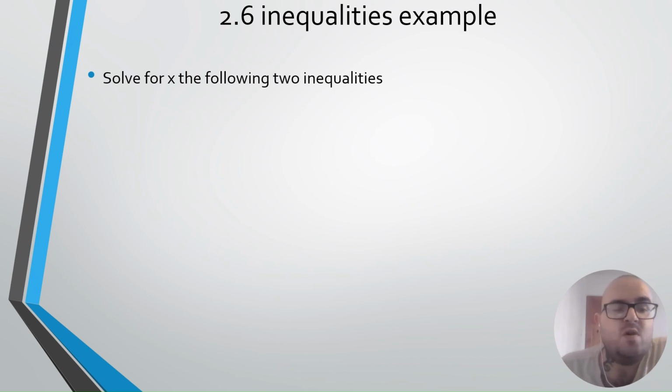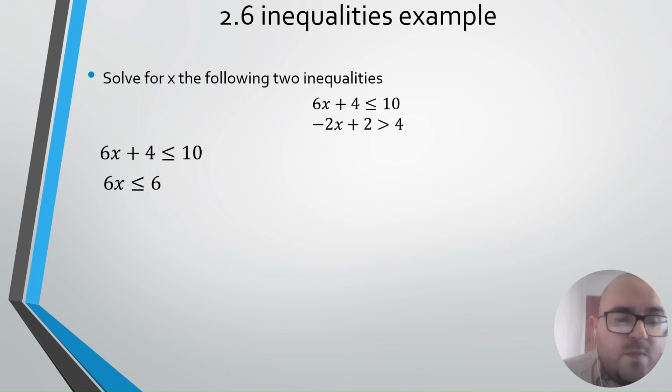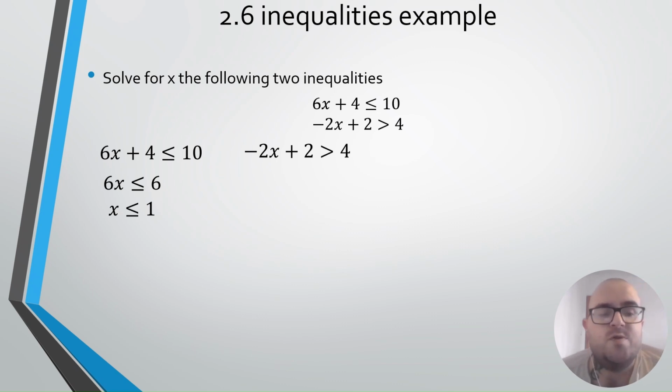An example: solve for x in the following two inequalities. 6x plus 4 is less than or equal to 10, and negative 2x plus 2 is greater than 4. So 6x plus 4 is less than or equal to 10. Subtracting 4 from both sides gives you 6x less than or equal to 6, and that simplifies to x is less than or equal to 1. Negative 2x plus 2 is greater than 4, so negative 2x is greater than 2, and x is less than 1 because you've divided through by negative 2.